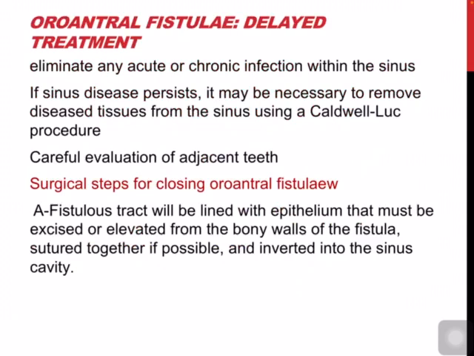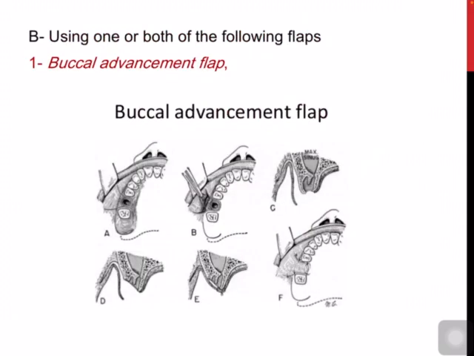A fistula tract will be lined with epithelium that must be excised or elevated from the bony walls of the fistula, sutured together if possible, and inverted into the sinus cavity. Or we can use one or both of the following flaps. The buccal advancement flap, as previously described. One must remember that the osseous defect surrounding the fistula is always much larger than the clinically apparent soft tissue deformity.